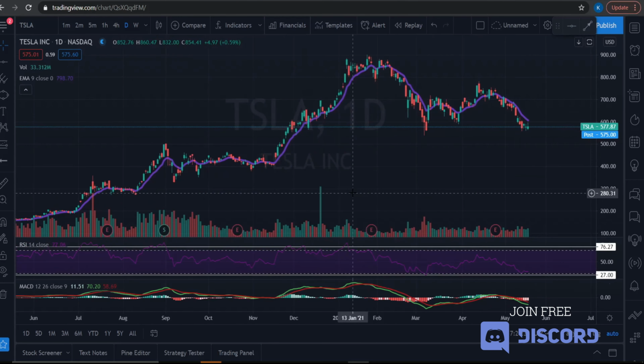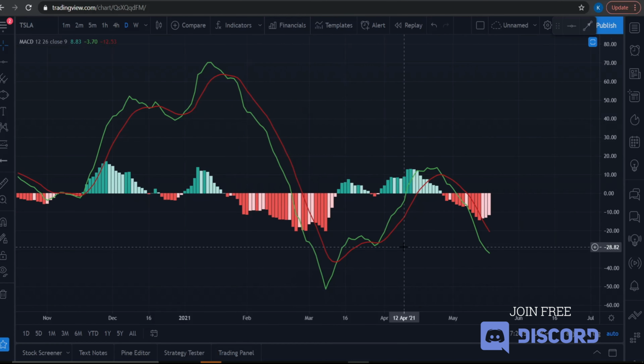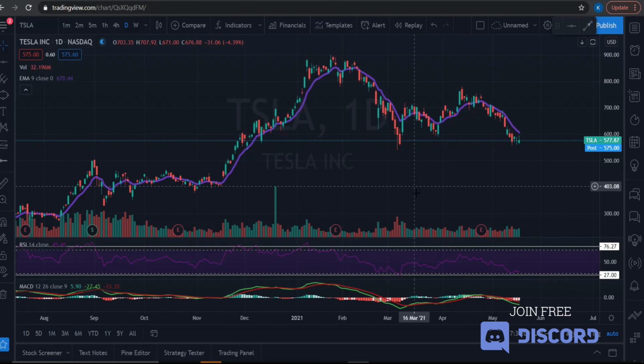What I do to make it easy for you is, when the green goes above the red, this is a signal to buy. When the red crosses above the green, it's a signal to sell. So if you see right here, I'll zoom in on this, once the red crossed above the green, this is a bearish signal. Okay, so one signal to sell. So when looking at the MACD, it was another signal here.